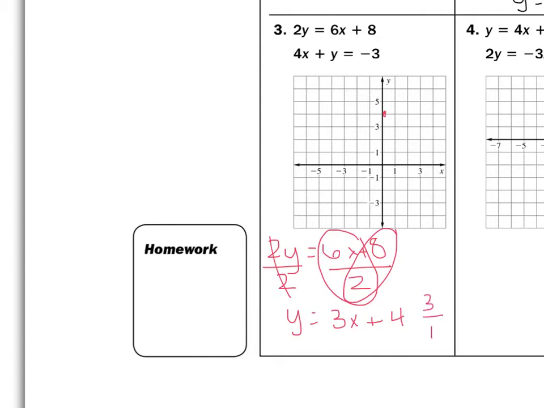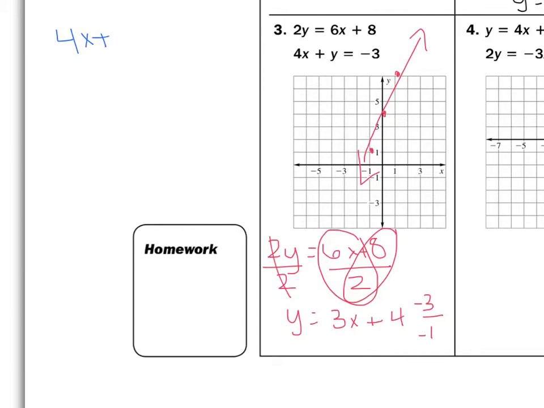Rise 3, so you're going to go up 3 over 1. Likewise, I can go down and left. So I go down 3 and left 1. Connect those. And then we do the second equation.